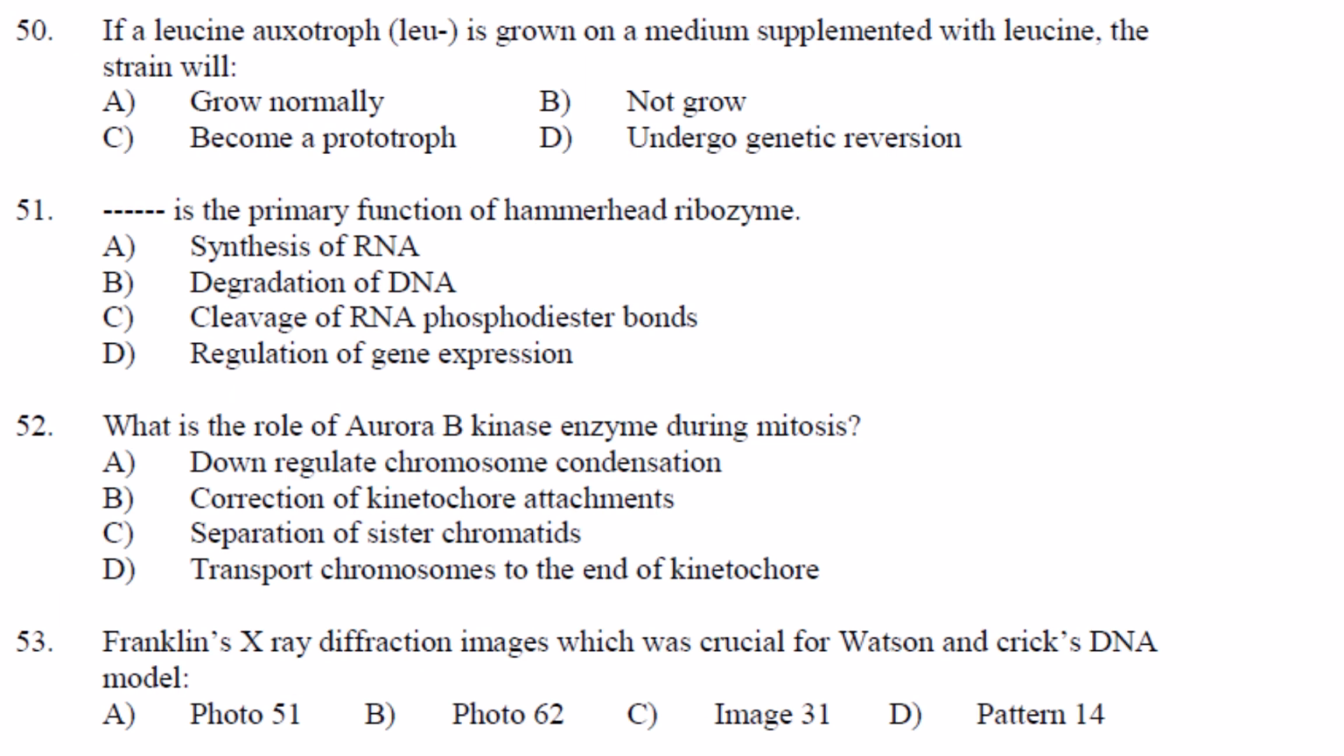Then, if it is a leucine auxotroph, it means you have to supplement the medium with leucine. Here it is a leucine auxotroph, so you have to supplement the medium with leucine for that particular bacteria to grow. It is grown on medium supplemented with leucine, so the strain will grow. It will grow normally. Answer is option A. You are providing an auxotroph with leucine, so naturally it will grow.